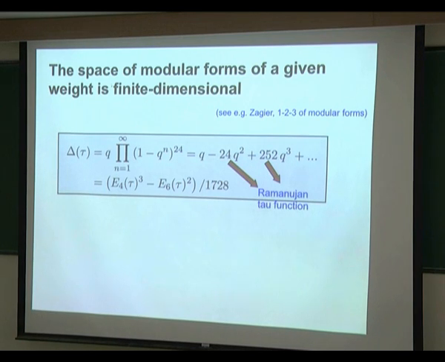Yes? So finite dimensional, you imply finite dimensional as a vector space? As a ring. So yeah, generated by a finite number.